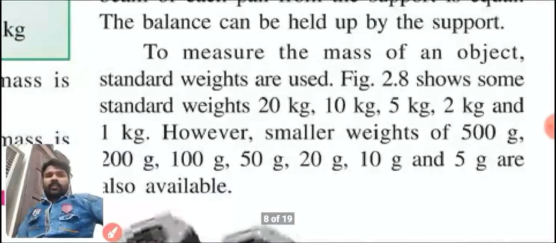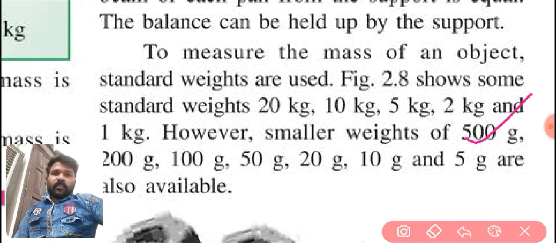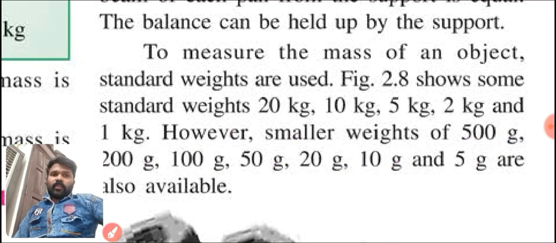So to measure the mass of an object, we are using some standard units. It's already shown to you. However, smaller units are also there. Those are like 500 gram, 200 gram, 100 gram, 50 gram, 20 gram, 10 gram, 5 gram, like that. Smaller units are also available.